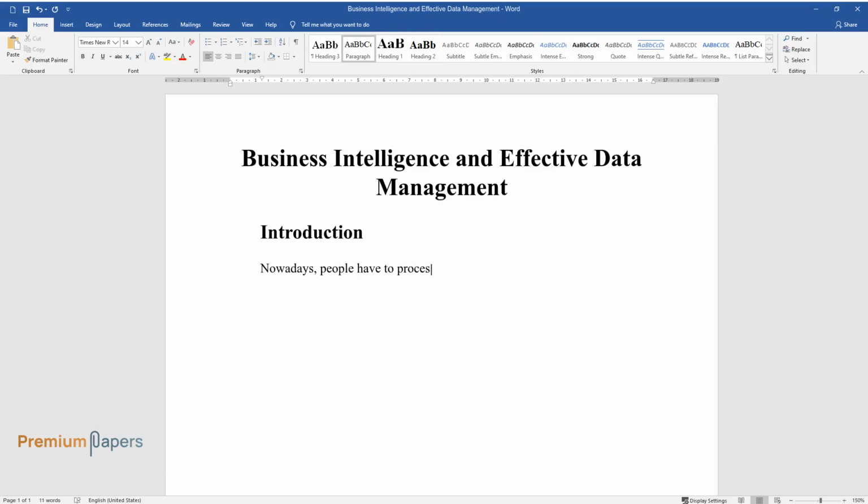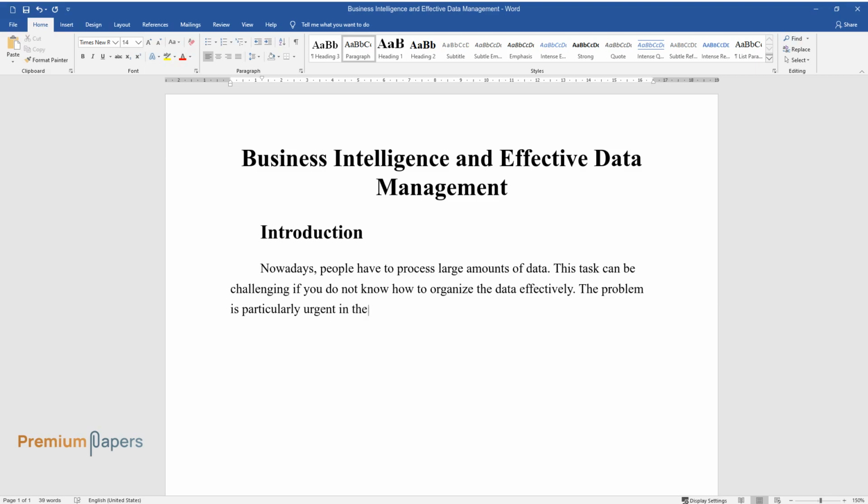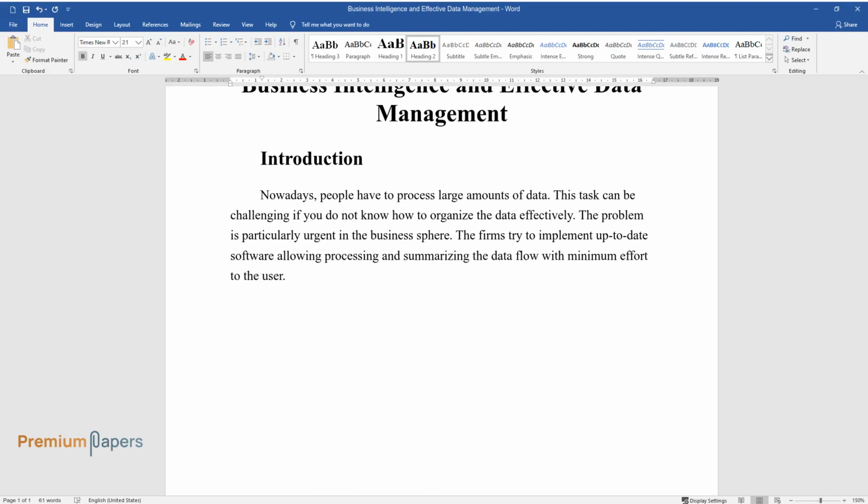Introduction. Nowadays, people have to process large amounts of data. This task can be challenging if you do not know how to organize the data effectively. The problem is particularly urgent in the business sphere. The firms try to implement up-to-date software allowing processing and summarizing the data flow with minimum effort to the user.